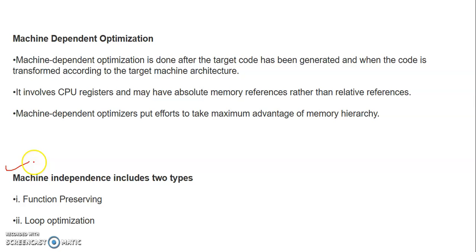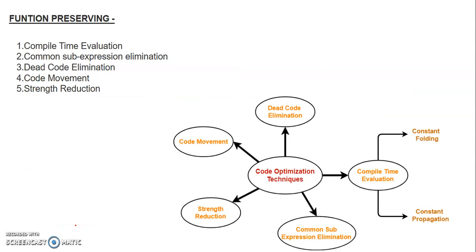As I told you, this is of two types: function preserving and loop optimization. So what is function preserving? Under this category, we have compile time evaluation, common sub expression elimination, dead code elimination, code movement, and strength reduction. Compile time evaluation is further divided into two parts: constant folding and constant propagation. Let us discuss these code optimization techniques one by one.